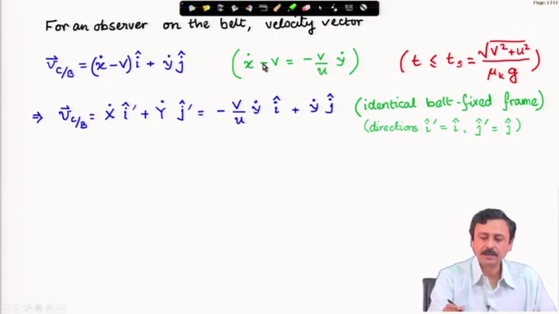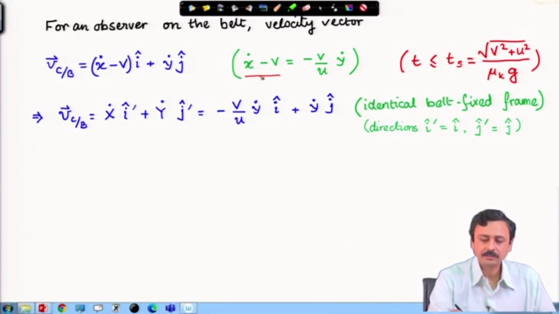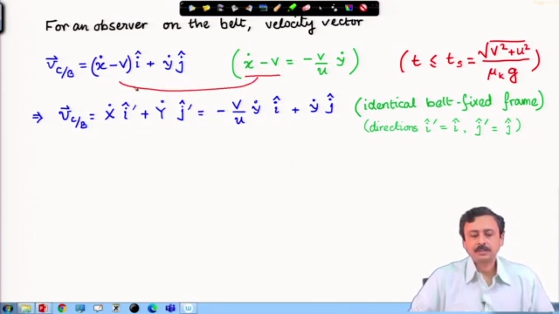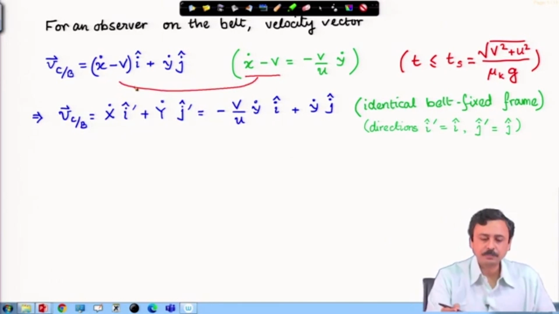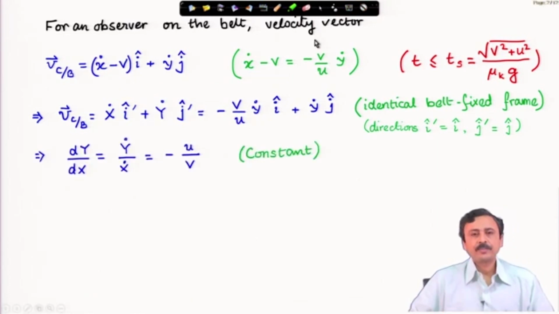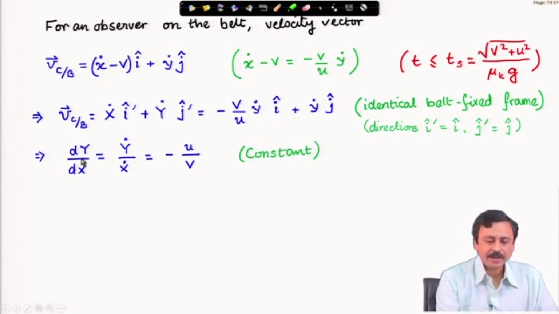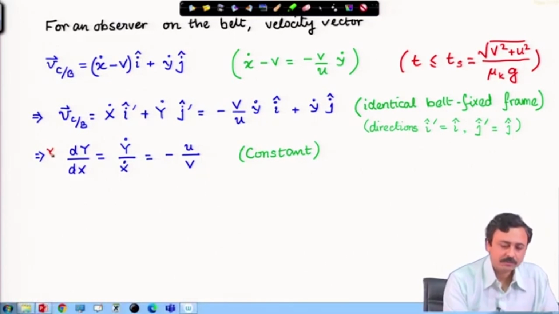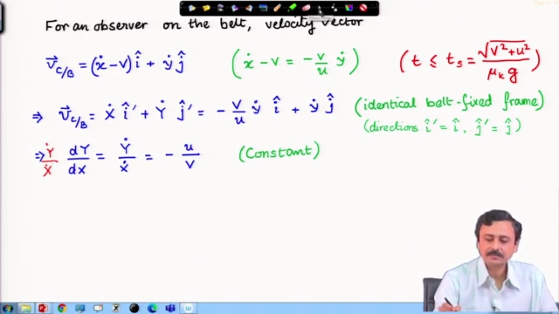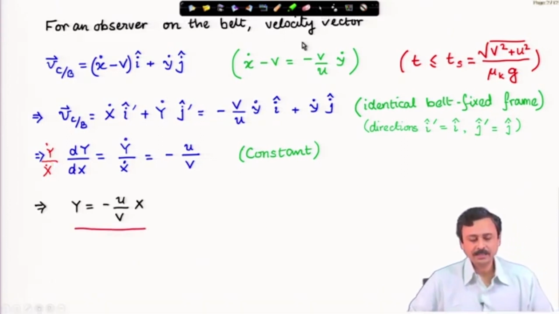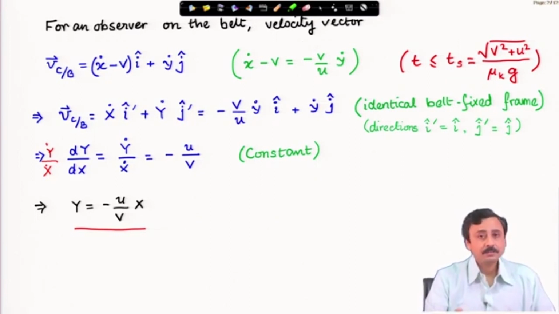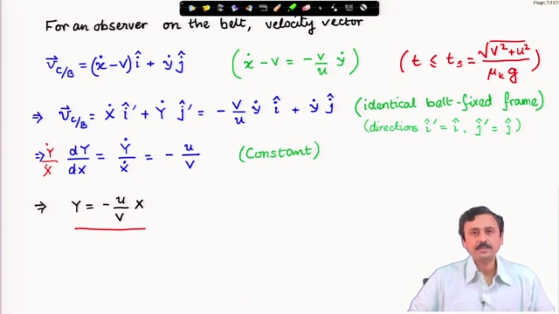which I obtained by substituting this here. These two must be the same, and i cap prime and i cap are the same, j cap prime and j cap are the same. Therefore, I just divide, so y dot by x dot, which I can write as dy by dx, is minus u by V, again a constant, therefore, y must be minus u by capital V times x.